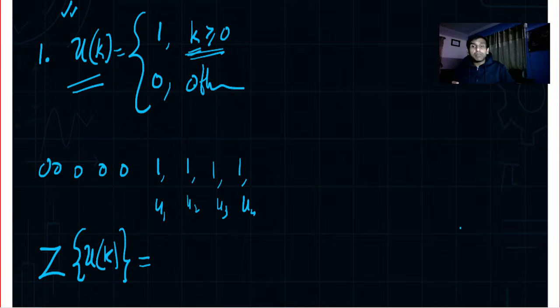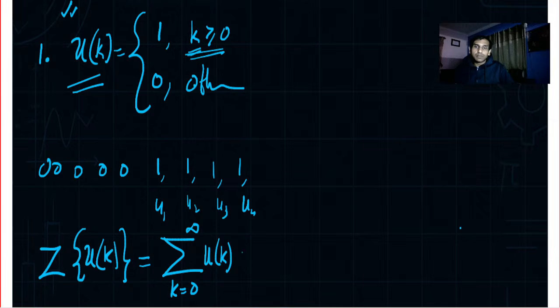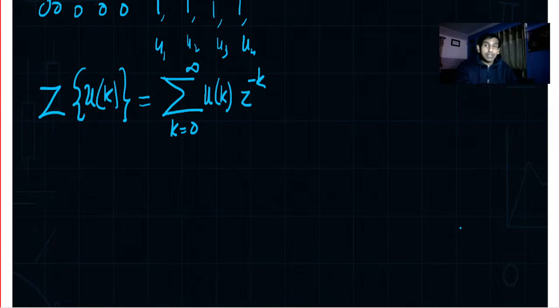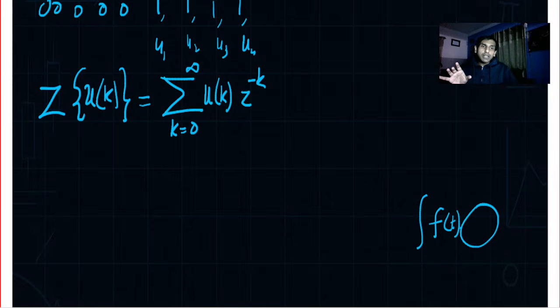And it is given by a summation k equal to 0 to infinity. You place the function, multiply by z power minus k. Those who remember Laplace might remember something like this. In Laplace, we had integration and we used to write the function and multiply by the vanishing function e power minus st. So it's something similar.